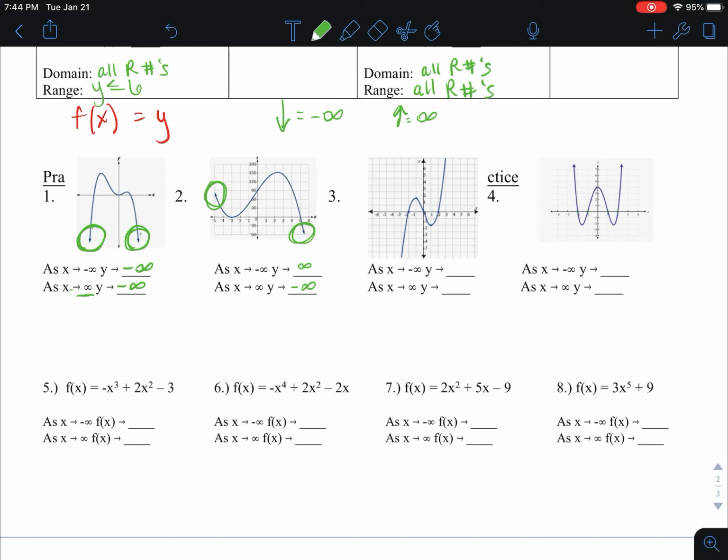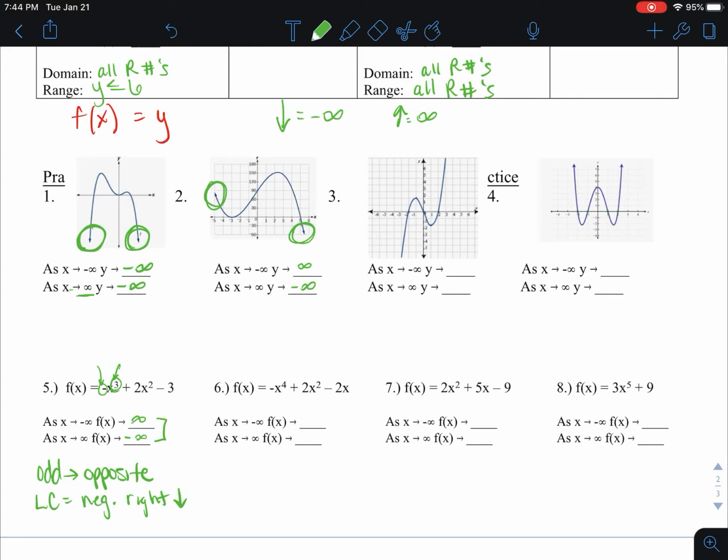Okay. All right, I'm going to skip down to number 5. Let's look at it just from the equation. So the two things I'm looking at are degree and leading coefficient. Okay, so the degree is 3. So this is an odd degree, which means the ends are going to be opposite. So I know my two answers have to be different. My leading coefficient is negative, so I know the right-hand side goes down. So the right-hand side goes down to negative infinity. They have to be opposite, so that's positive infinity.